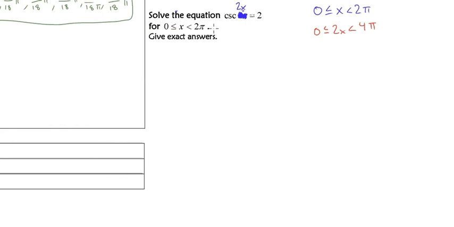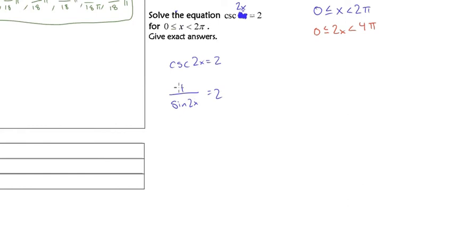Okay, so we've got cosecant of 2x is equal to 2. And cosecant, that's going to be a little bit difficult for us to deal with. So let's change that into what we know cosecant is. That's 1 over sine of 2x is equal to 2.